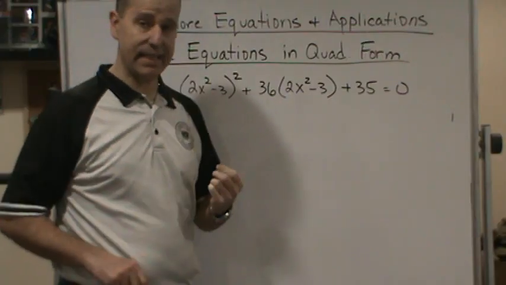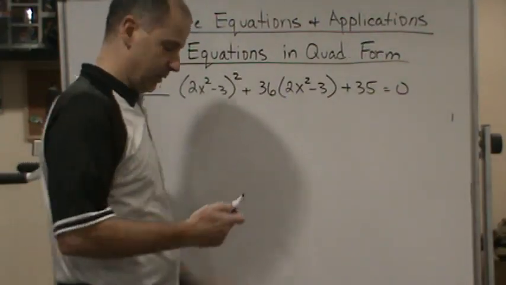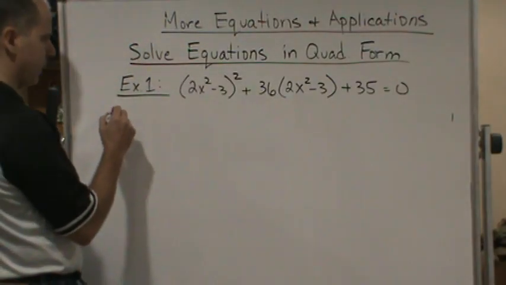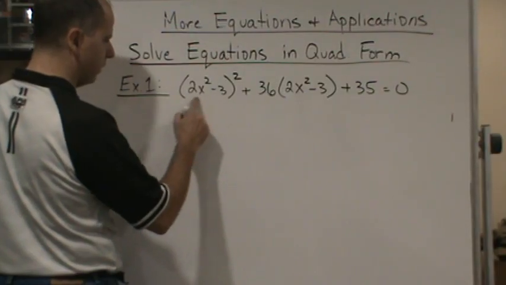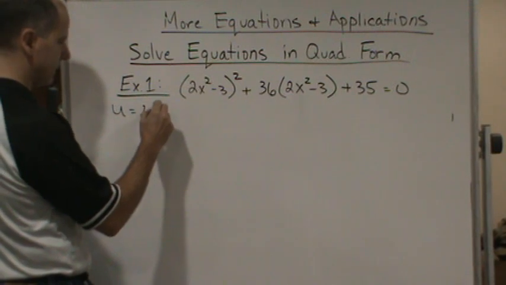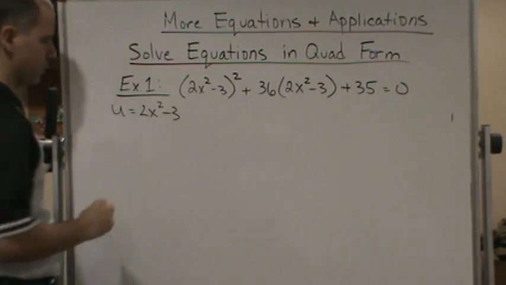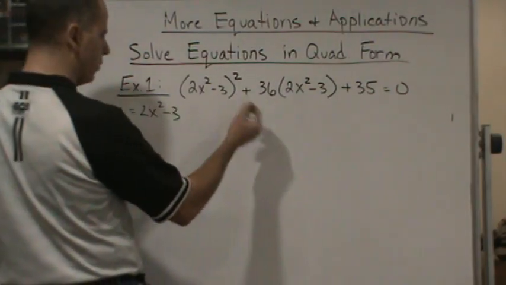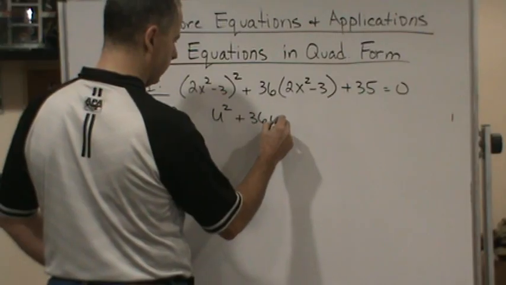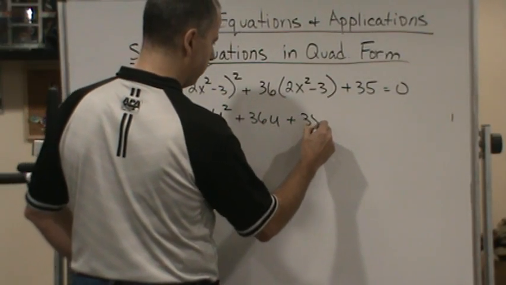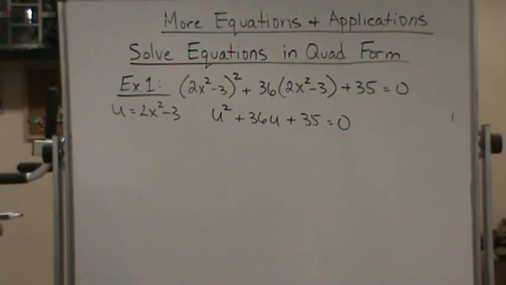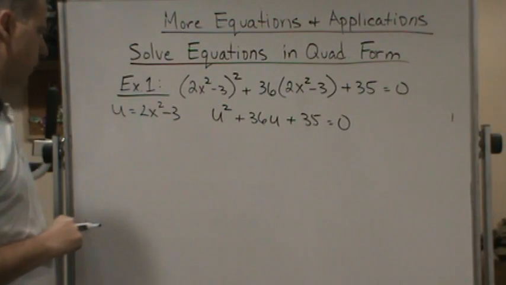And the easiest way to see this is to do what we call a U substitution, right? So U substitution means I'm going to, for the time being, substitute in for this expression here, and I'm just going to make it U. So I'm going to say let U equal 2x squared minus 3, okay? And then if I do that, this becomes U squared plus 36U plus 35 equals 0. And now we can see that indeed it is a quadratic equation, right? So it is quadratic in form.